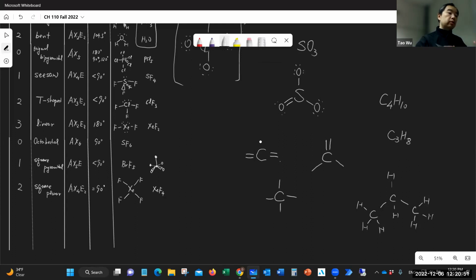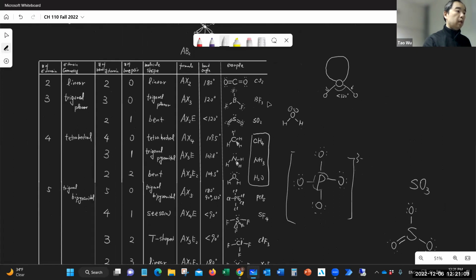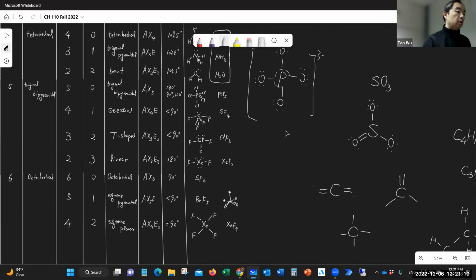But obviously, one side is really big and the other side is really small. That is why when we talk about the geometry, we only talk about 2 atoms combined together. That makes it much easier to recognize.